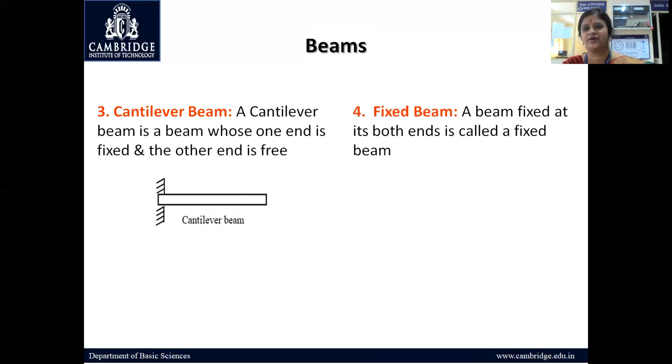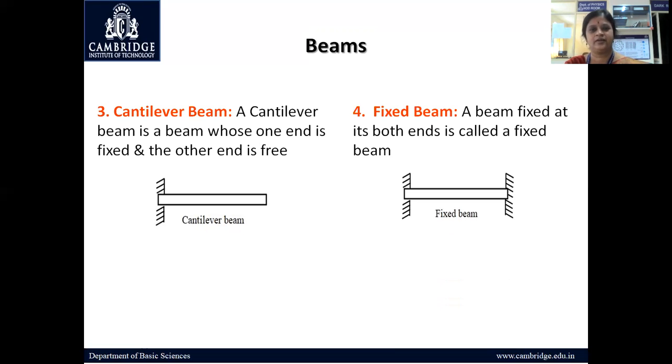Then the fourth one is a fixed beam. A fixed beam is one which is fixed at both the ends. That is called a fixed beam. So see the diagram. This is a fixed beam. So there are four types of beams: simple beam, cantilever beam, fixed beam, and continuous beam.